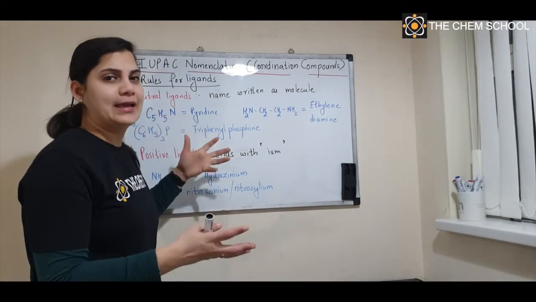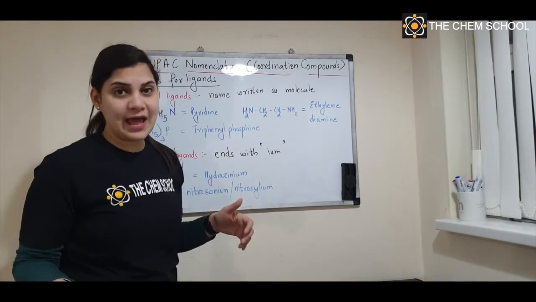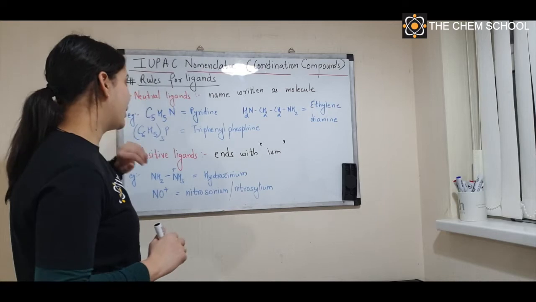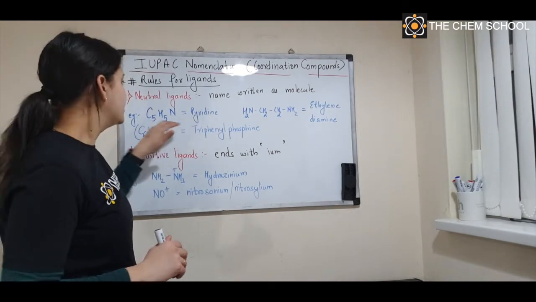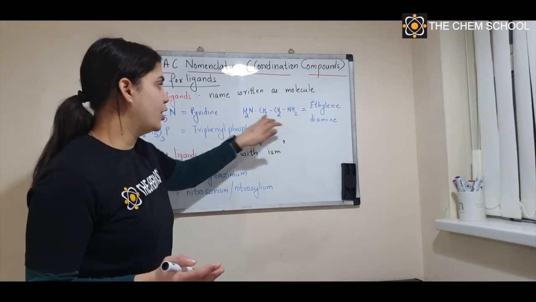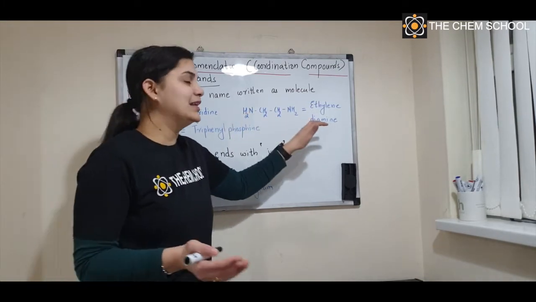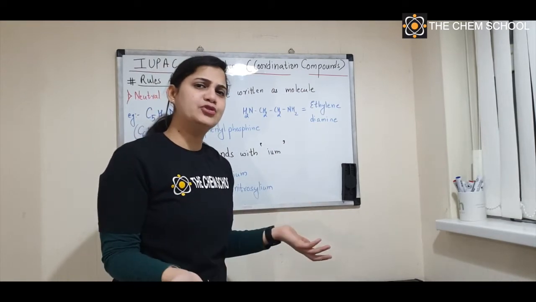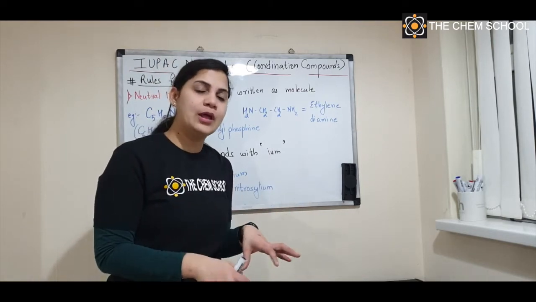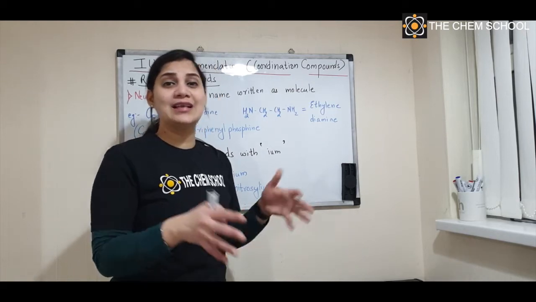If you have a neutral ligand, they are usually written as the molecule. There are some ligands which are not written as the molecule, so I'll let you know. Neutral ligands which are written as the molecule: C5H5N is pyridine. Then you have this molecule, CH2 is ethylene and you have NH2 on both sides, so it is called ethylene diamine. In organic chemistry also you call it ethylene diamine, and when you write the IUPAC nomenclature for a coordination compound, the name still remains the same. That is the reason we say the name is written as the molecule.